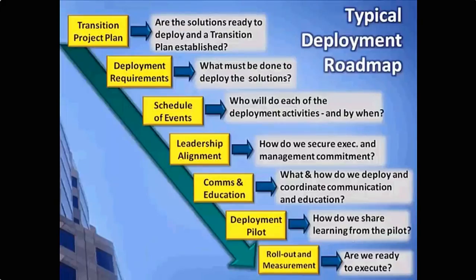Here is a typical deployment roadmap. We start with the transition plan, make sure we have needed stakeholder commitment, start a communications and training program with our affected stakeholders, deploy a pilot, and then roll out solutions to the remaining stakeholders over some period of time. The questions below each box represent key criteria that need to be answered before we move on to the next step.